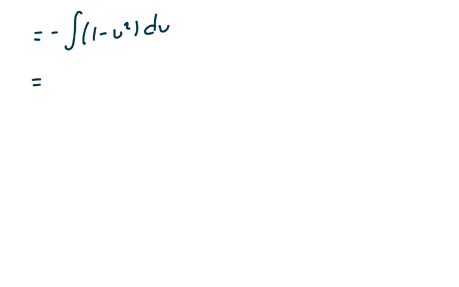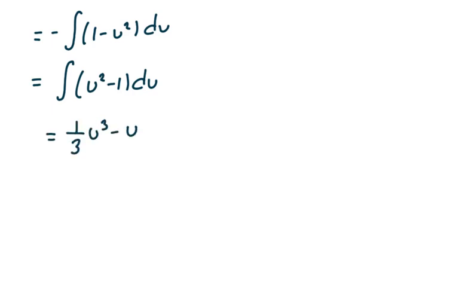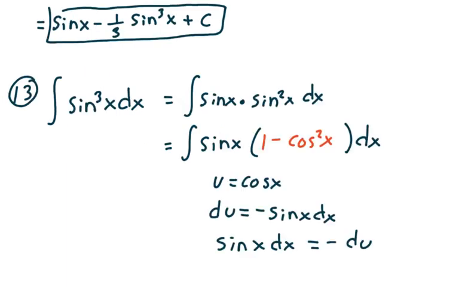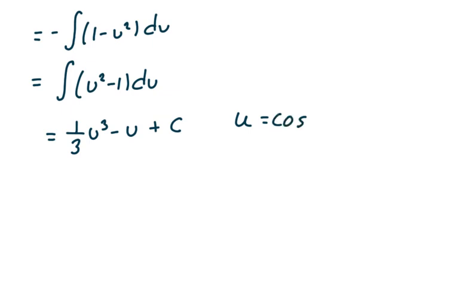Now, if you want, before we actually continue, I can distribute that negative in and write this as the integral of u squared minus 1 du. So you distribute the negative, you just change the sign of each of the terms. So this is 1/3 u cubed minus u plus c. But what is u? We go back. U is cosine x. So the correct answer here is 1/3 cosine cubed x minus cosine x plus c.